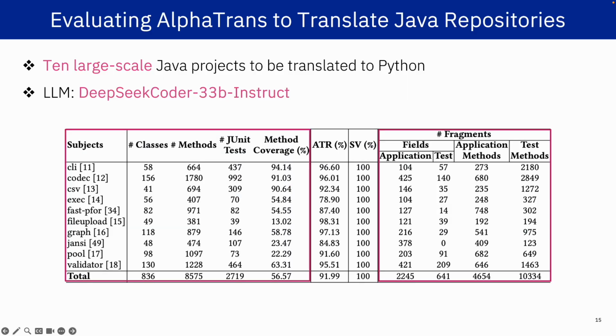In order to evaluate AlphaTrans, we choose 10 large-scale Java projects and we translate them to Python. For the large language model, we use DeepSeek Coder 33 billion in order to make sure our results are reproducible. This table here shows the 10 subject projects that we use in our study. In total, we have 836 classes and over 8,000 methods.